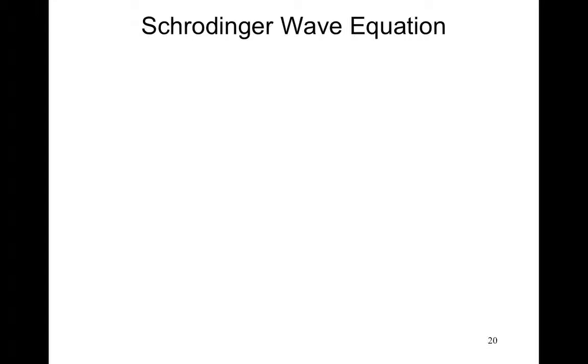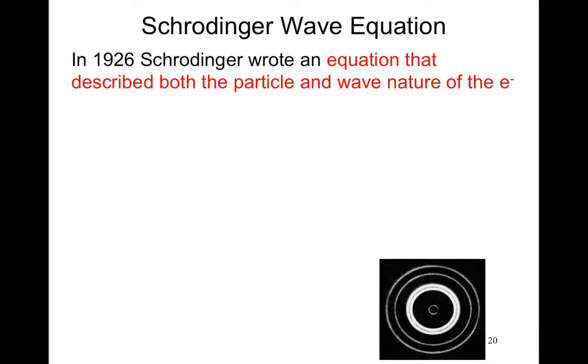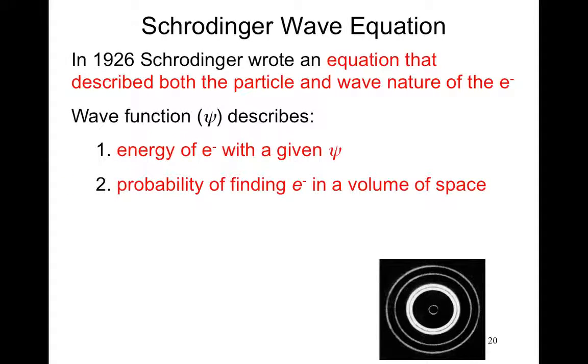So, let's talk about the Schrödinger wave equation. The Schrödinger equation, 1926, described both the particle and wave nature of the electron. Up until this point, we had Bohr's idea that electrons existed in certain energy levels, and we saw that a little bit with our light that we talked about in class.